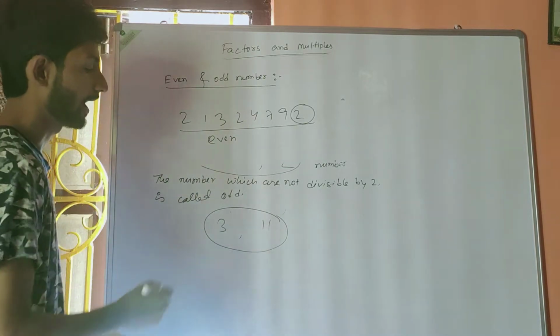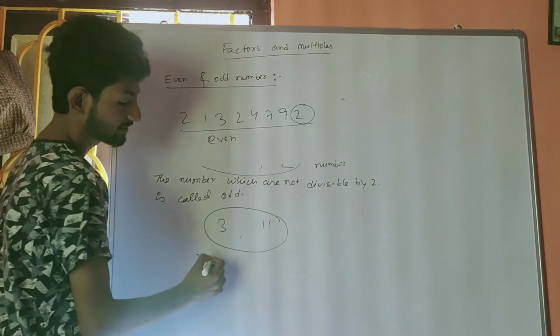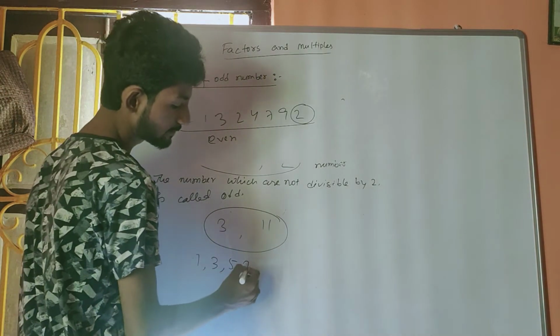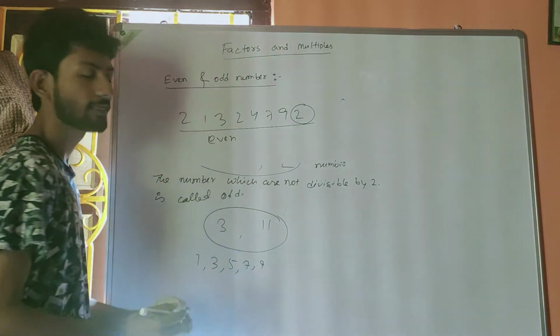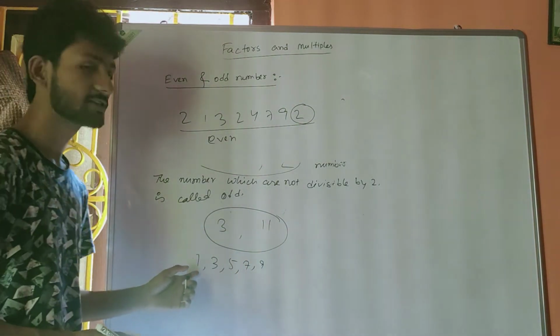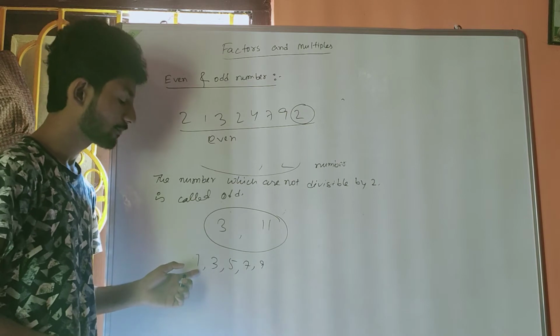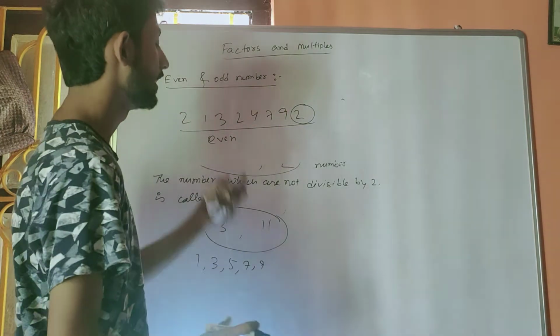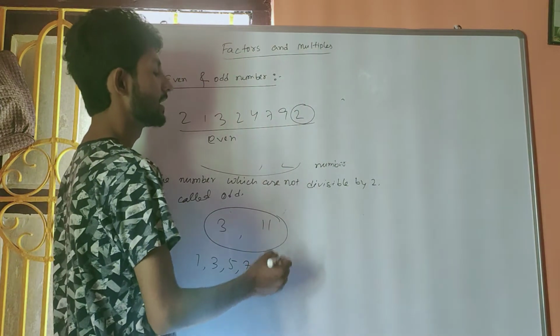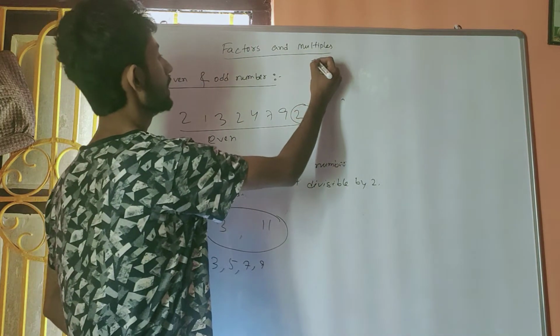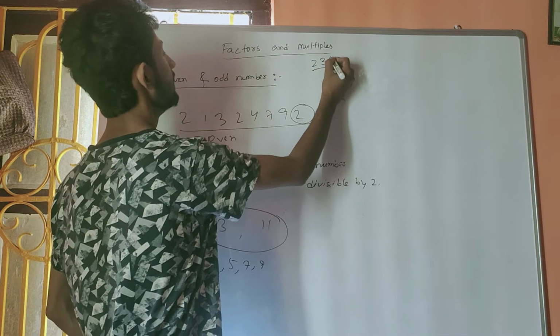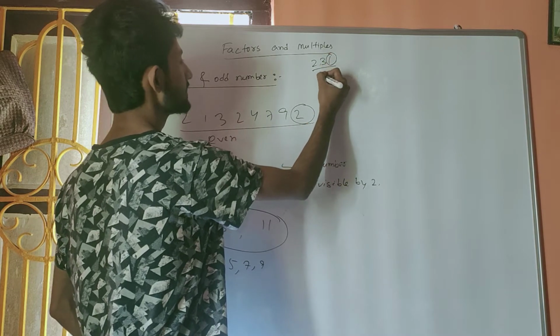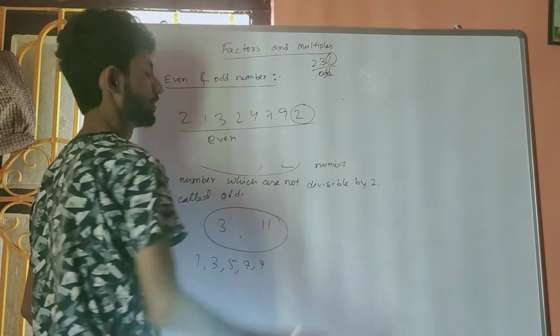And if the last digit is 1, 3, 5, 7 or 9, then the number will be called odd. Suppose there is a number 231, the last digit is 1, so this number is called odd.